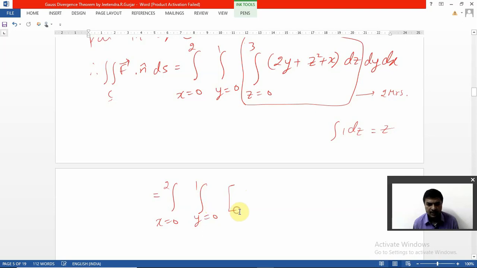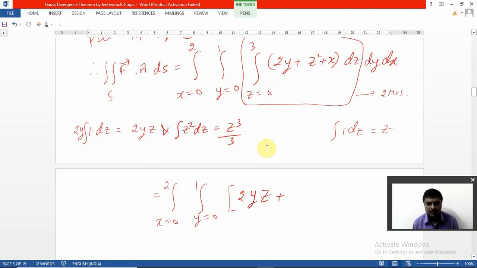Now I am going to integrate this. In the first term you can see there is 2y, and z is missing, so I just take this as 2y. Integration of 1 dz will give you 2yz. So I take this as 2yz, plus the integration of z square with respect to z, which will give you z cube divided by 3.